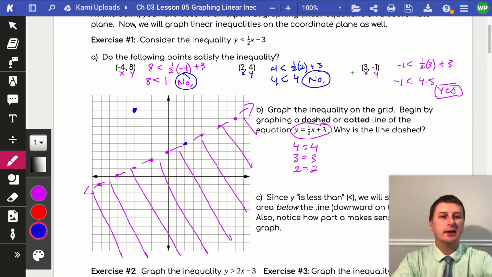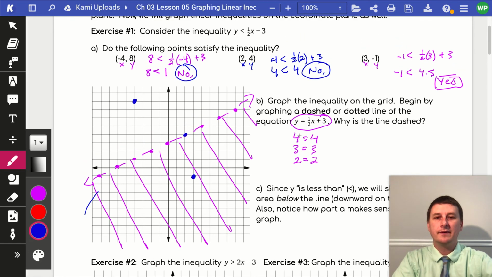And finally, our last point was 3, negative 1. So we'll go to 3, negative 1, and this point is definitely in the shaded area, and that's why it was a solution. So any point you pick in this solution set and substitute into the inequality will come out to a true inequality. Any point you pick in this unshaded area that you substitute into the inequality will make it an untrue inequality. It would not be true. So that's all for this exercise.